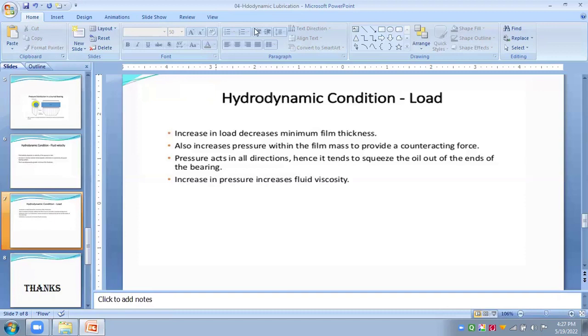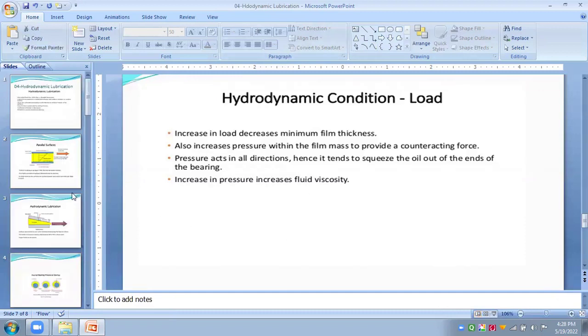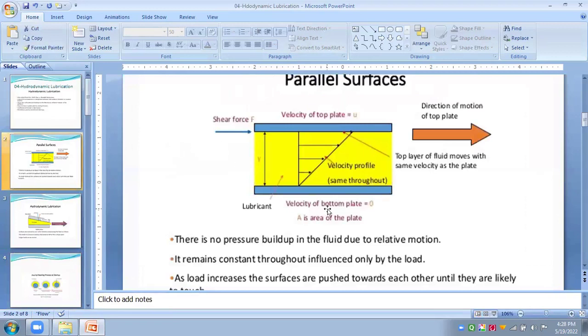How these hydrodynamic bearings work, how the analysis takes place, and the Petroff equations for Petroff bearings, we will study in detail in our analysis unit. In this slide we see two parallel surfaces, one for the journal and one for the shaft or bearing. This is the velocity profile. The velocity gradient is directly proportional to the shear force or resistance offered.